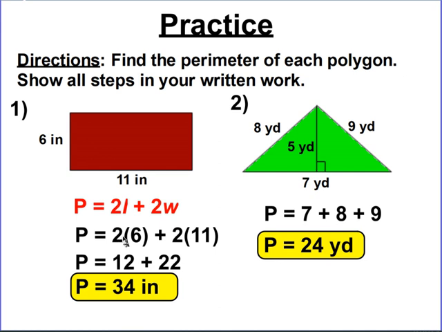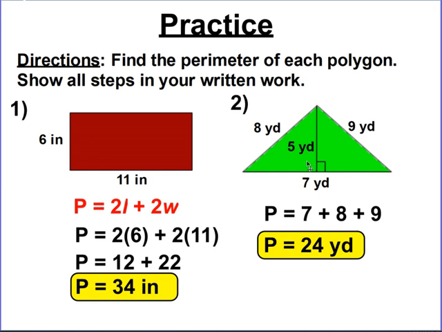So remember, when you don't see a sign between two numbers and there's a parenthesis there, or when you see a variable or a coefficient together like this, that means to multiply. So 2 times 6 plus 2 times 11, that's 12 plus 22, which is 34. Inches is the label in the picture, so inches is the label in the answer.